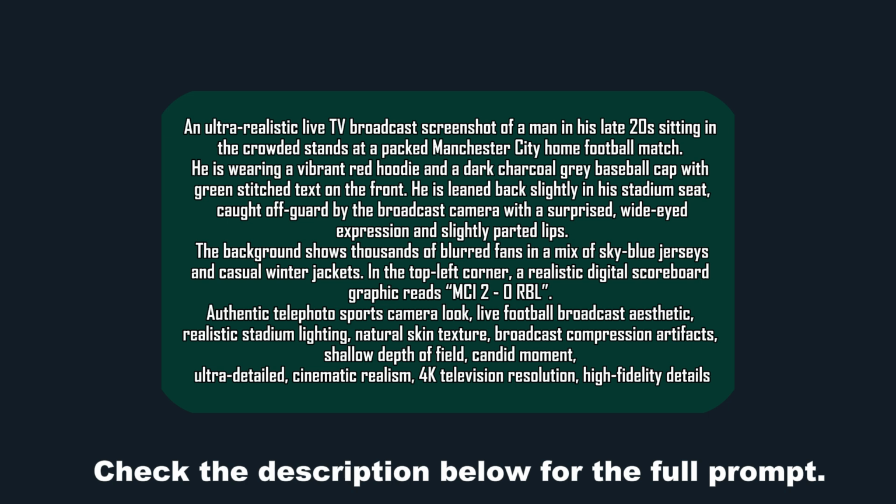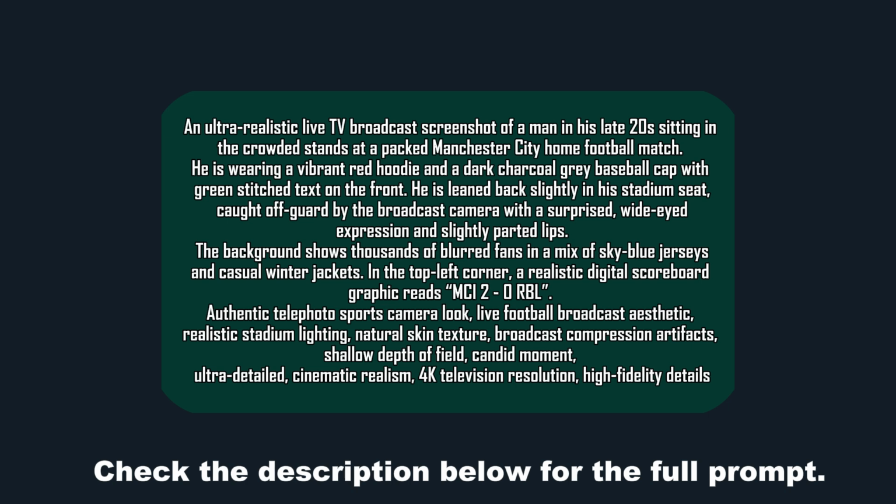He is wearing a vibrant red hoodie and a dark charcoal gray baseball cap with green stitched text on the front. He is leaned back slightly in his stadium seat, caught off guard by the broadcast camera with a surprised, wide-eyed expression and slightly parted lips. The background shows thousands of blurred fans in a mix of sky blue jerseys and casual winter jackets. In the top left corner, a realistic digital scoreboard graphic reads MCI 2-0 RBL.